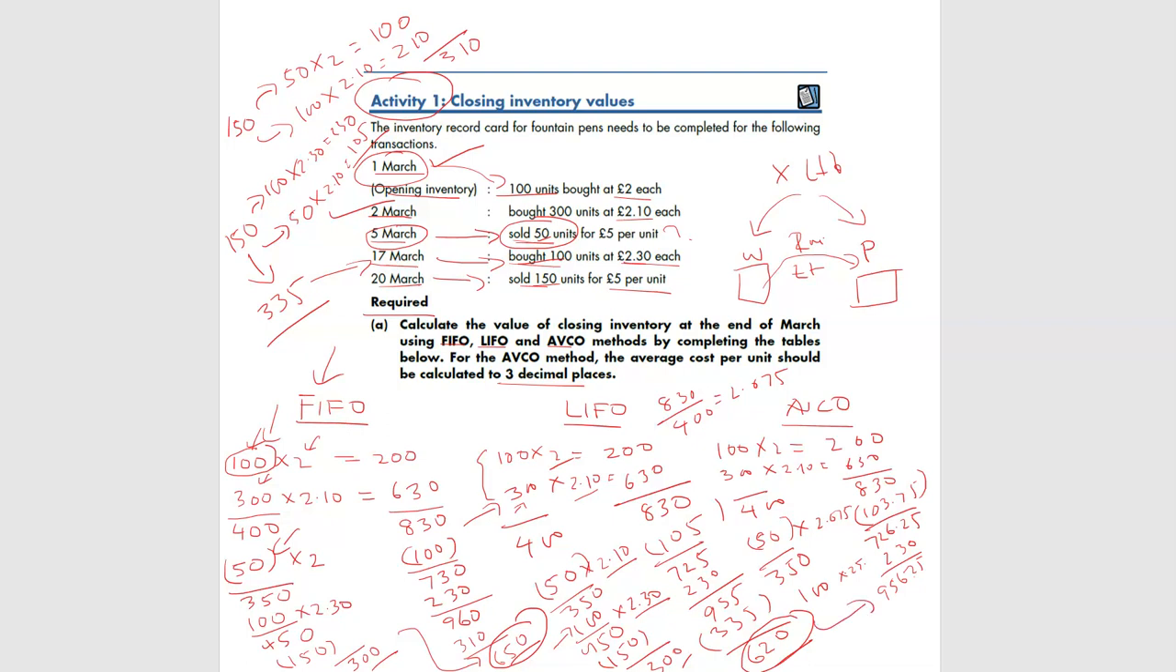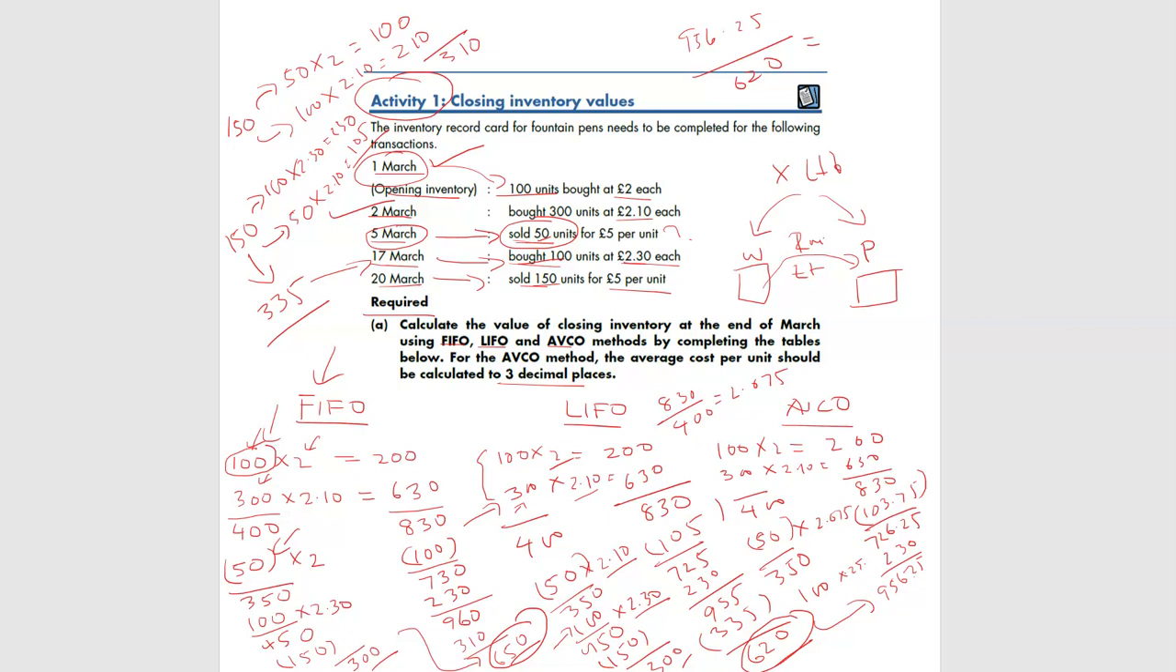So 956.25 divide 620, and that will give me 1.54. So that will be the new average for that.